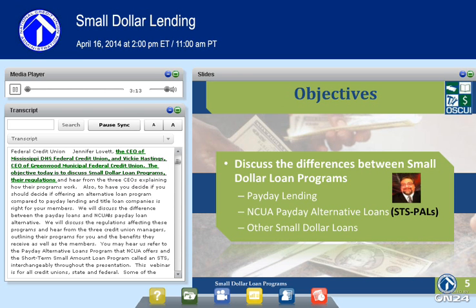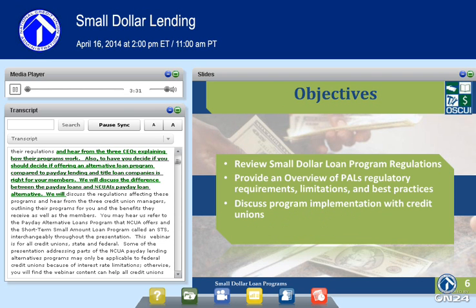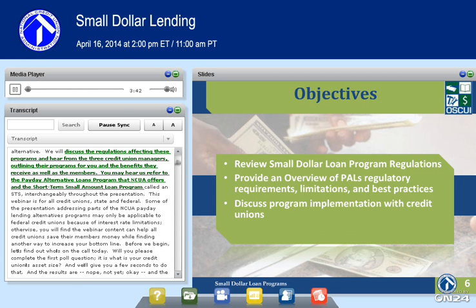The objectives of today is to discuss small dollar lending loan programs and their regulations, and hear from... basically is to have you consider offering an alternative loan program compared to payday lending and title loan companies is right for your members. We will discuss the difference between the payday loans and NCUA's payday loan alternative. We will discuss the regulations affecting these programs and hear from the three credit union managers outlining their programs for you and the benefits they receive as well as the members.